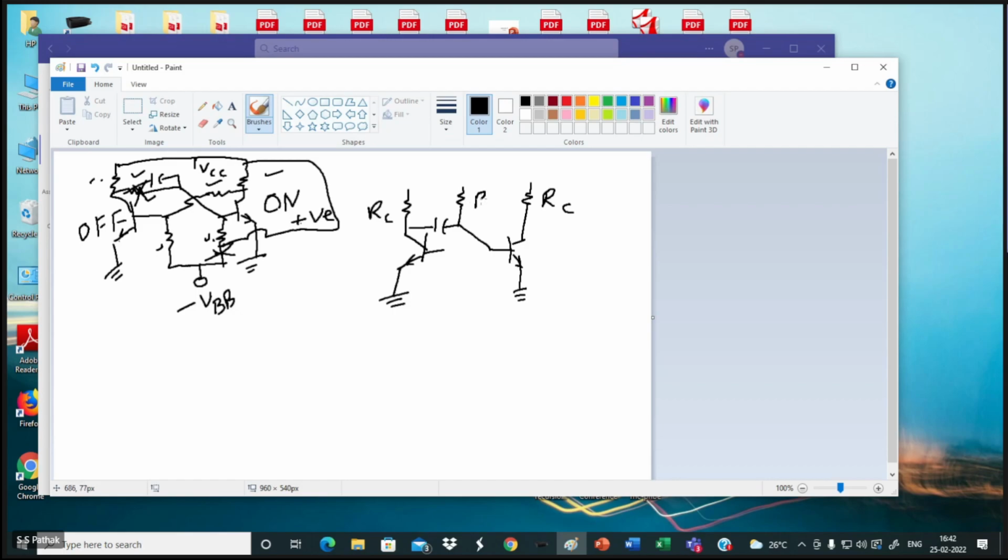This I'm calling R2 and R2. This I am putting as R because it's no longer symmetric. Here is my R1, and it is going to the second base where I'm using a negative bias, minus VBB, through a resistance R2.